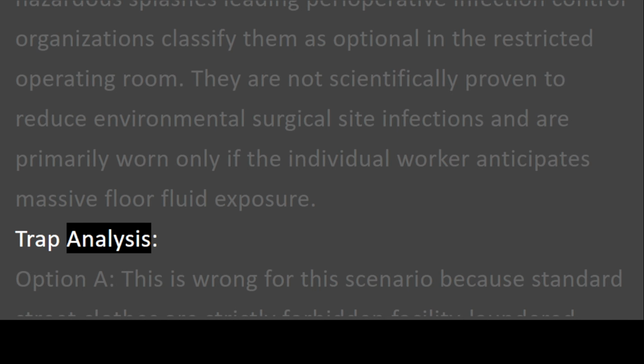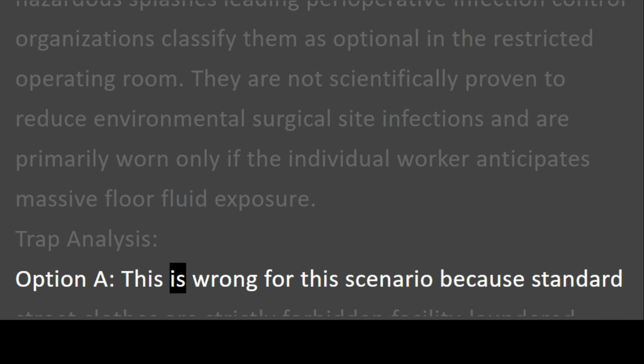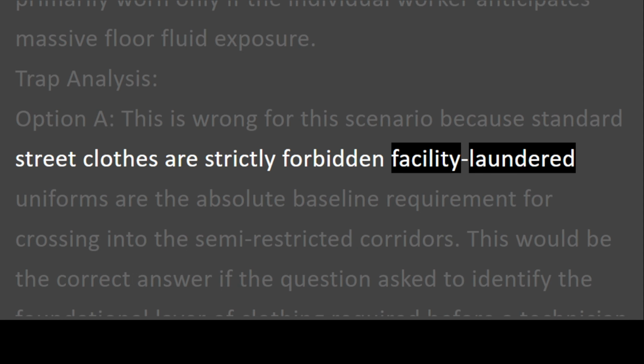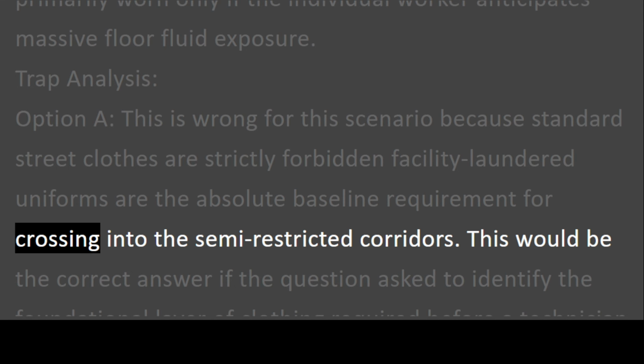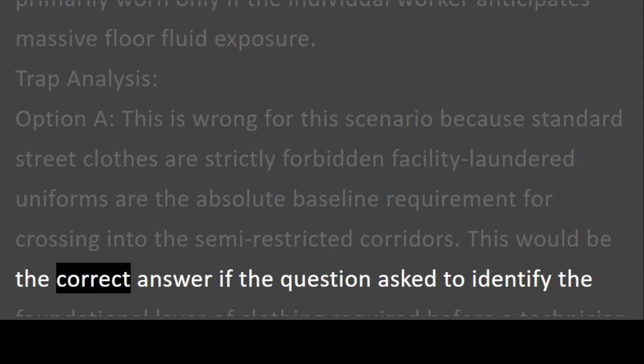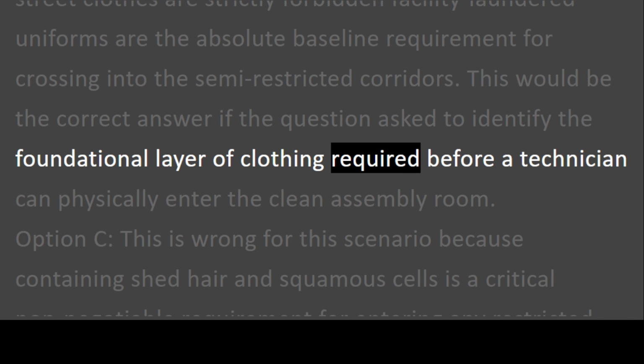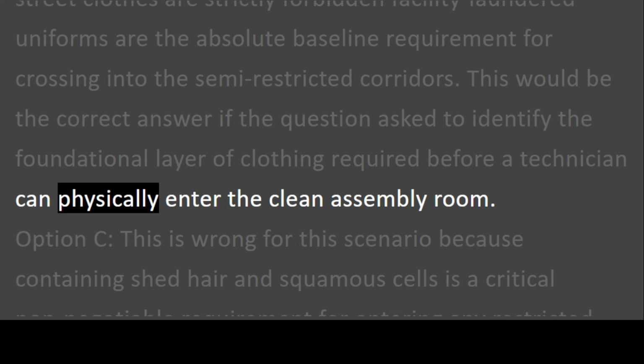Trap analysis. Option A. This is wrong for this scenario because standard street clothes are strictly forbidden. Facility laundered uniforms are the absolute baseline requirement for crossing into the semi-restricted corridors. This would be the correct answer if the question asked to identify the foundational layer of clothing required before a technician can physically enter the clean assembly room.